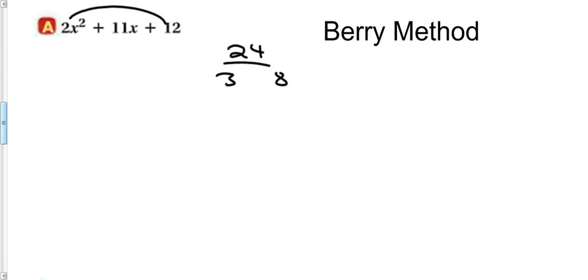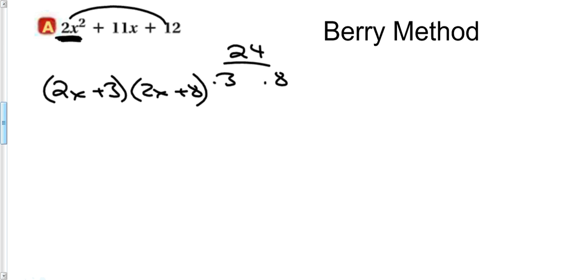So with the Berry method, what you do is you start with the first term in both parentheses no matter what. So we have 2x, and then we use both of these terms, 2x plus 3, 2x plus 8. Now you should see that 2 times 2 for my first term gives me 4x squared. So in this case, I'm over by a factor of 2. Let's hold on to that for a minute.